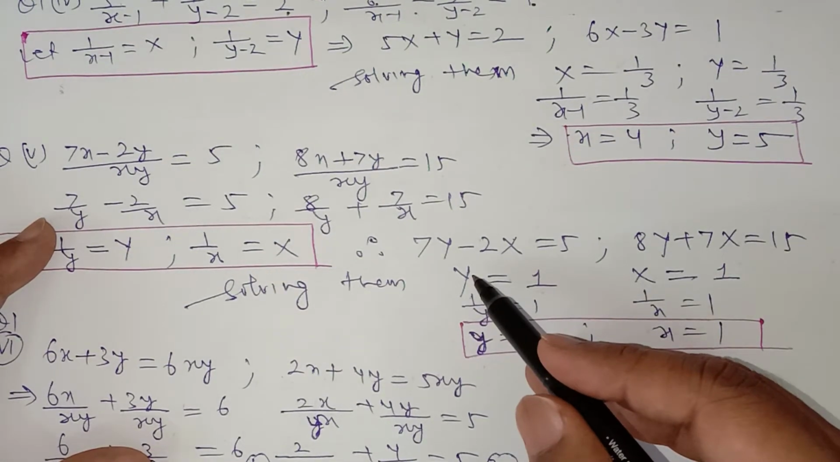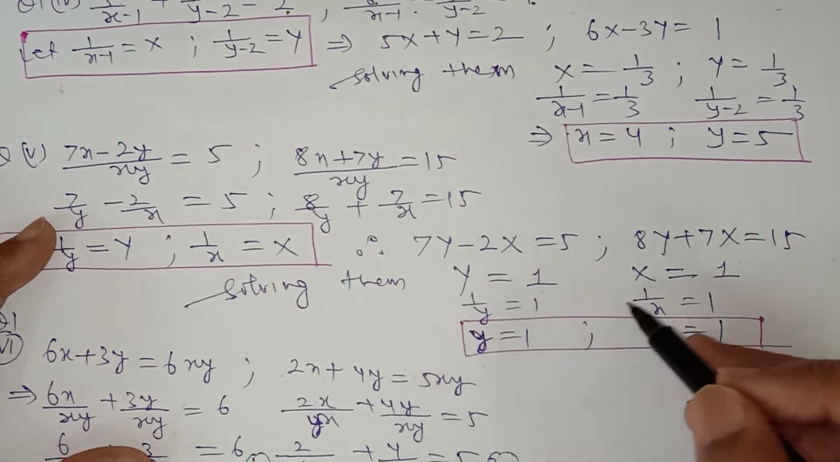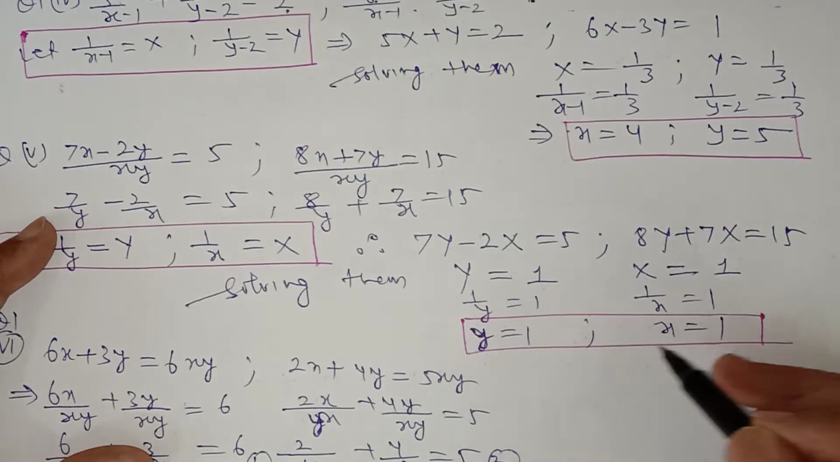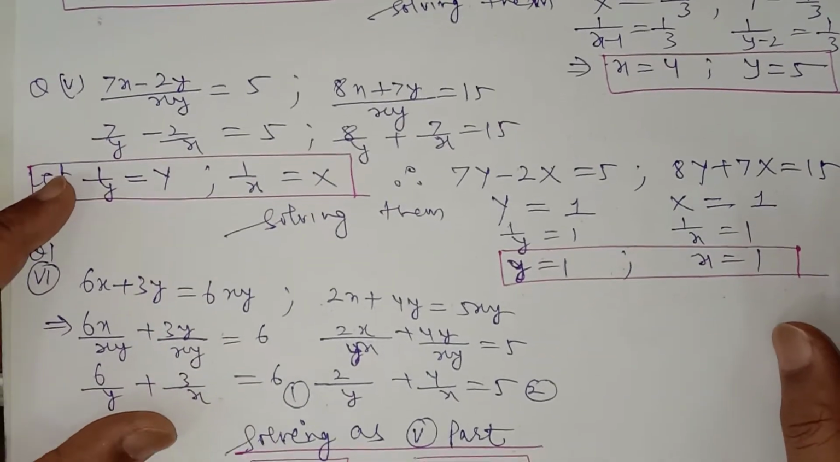So what have we let? We have let capital Y equal to 1 upon y and capital X equal to 1 upon x. So these are the values of small y and small x. So it is an easy question.